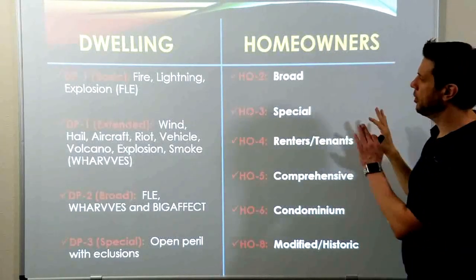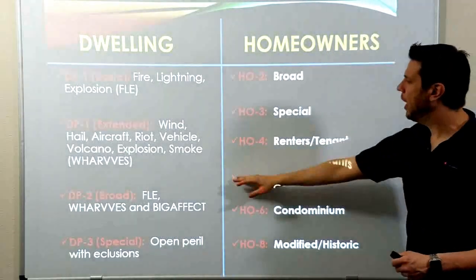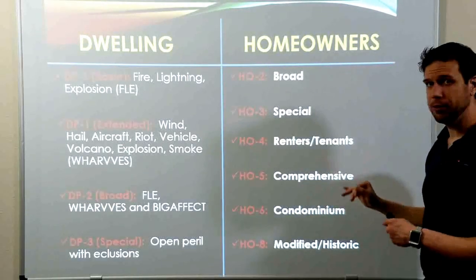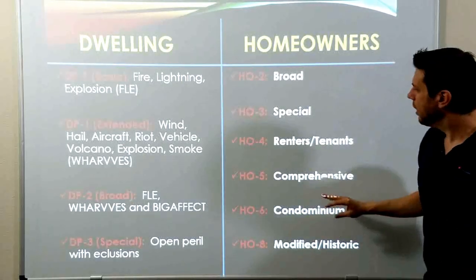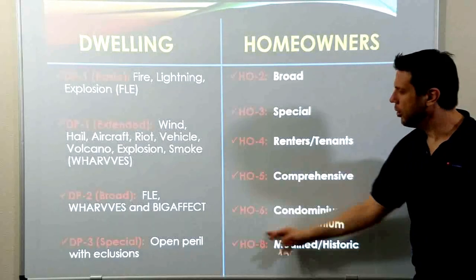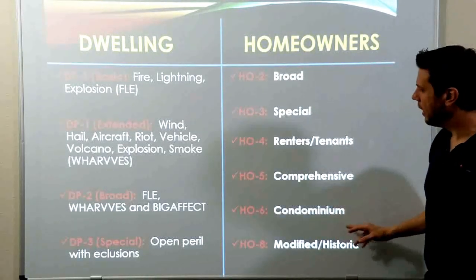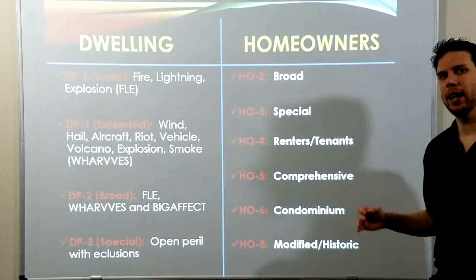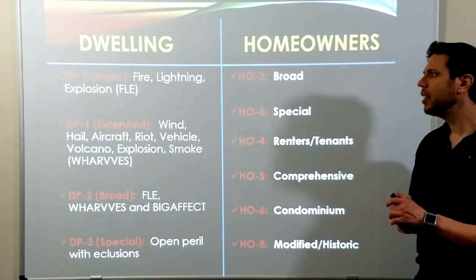The HO4 is for renters. The HO5 is known as comprehensive, which is the best. The HO6 is known as condo, covers condominiums. And an HO8 is known as modified, also known as historic homes.